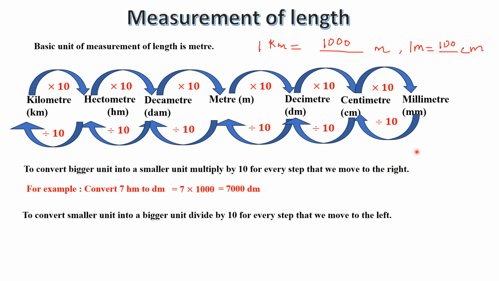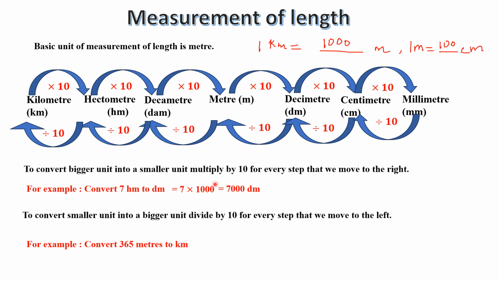Now to convert smaller unit to bigger unit, you have to divide by 10 for every step that we move to the left. Now again take one example. So you have to convert 365 meters to kilometer. Now meter is here, kilometer is here.